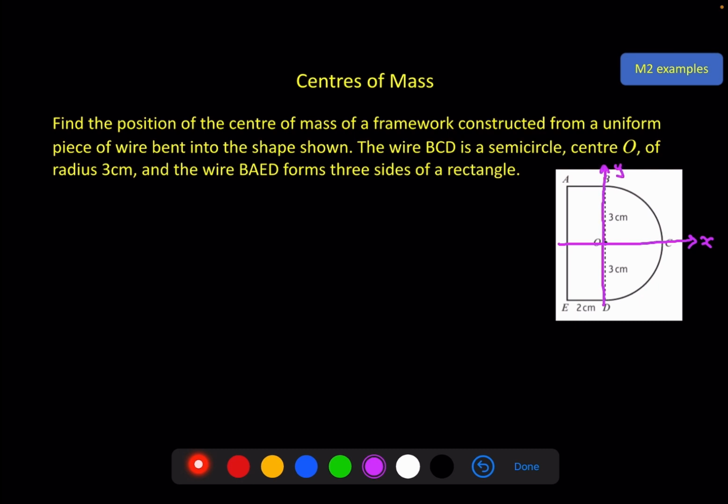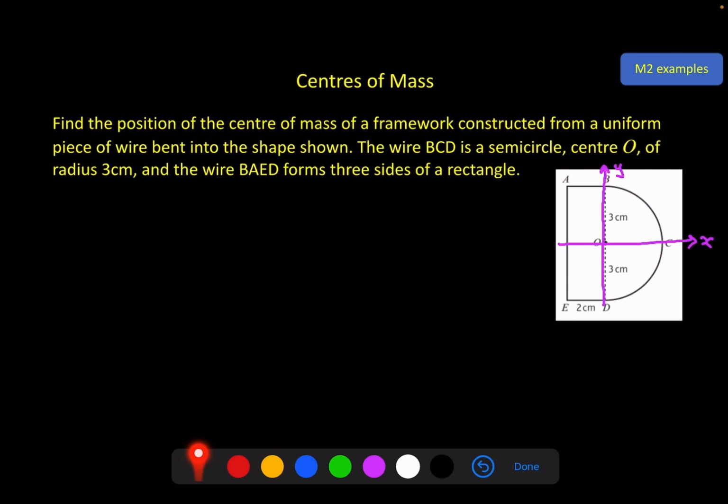And it's worth noting that about the x-axis, this shape is symmetrical. So the wire bent into a semicircle shape has center of mass somewhere along here, and so does the 3 sides of the rectangle here, somewhere along here. So I don't actually need to do a calculation to say that the center of mass must lie along this axis here. That gives me a y-coordinate of 0. The only question is how far along here, the x-coordinate.